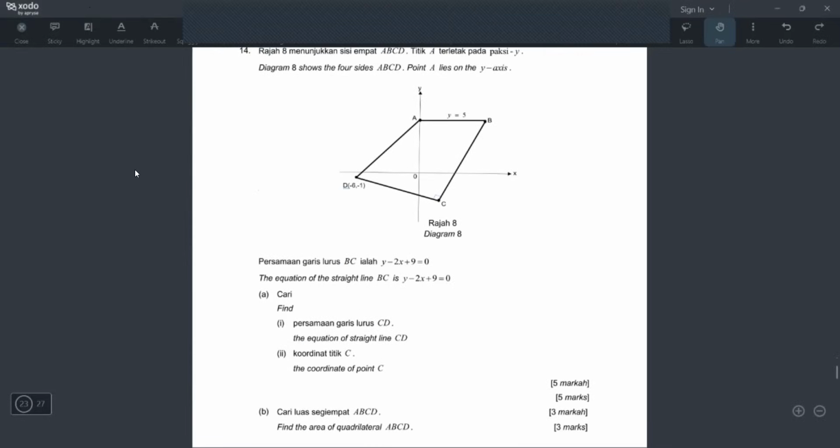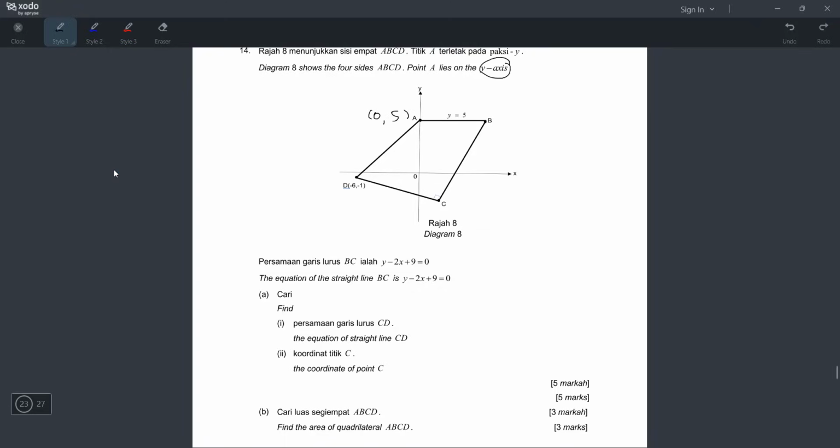Very easy. Okay, number 14. I think this is coordinate geometry, right? So let's read the question. Diagram 8 shows the 4 sides A, B, C, D. Point A lies on the y-axis. Straight away go to A and put x coordinate 0, because if it's on the y-axis, this is the y-intercept, and if it's the y-intercept, the x coordinate is 0. And what would be the y coordinate? We don't know. But actually we know because this is 5.